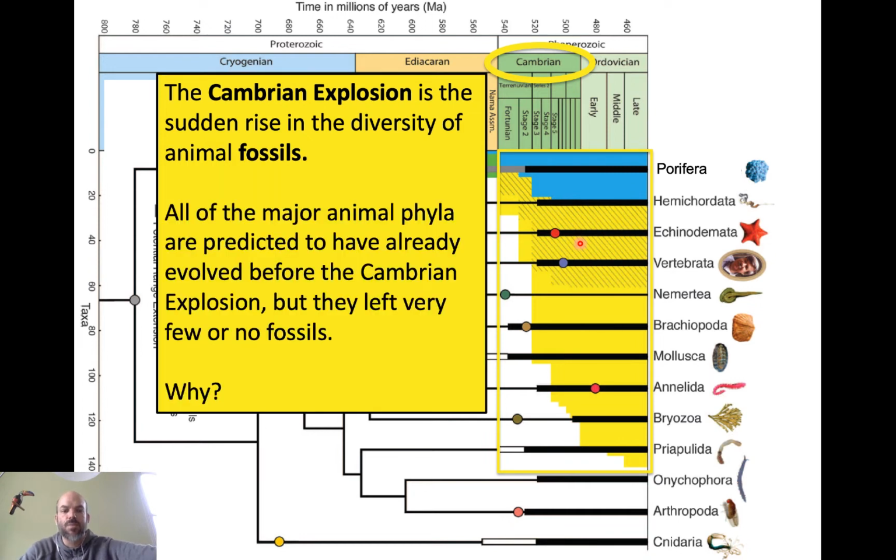So why is this? We think that all of these major animal phyla, you see all these branches of the animals that we see today go all the way back here, but they weren't leaving very many fossils, and the fossils that they did leave were all kind of boring. They all kind of looked the same. There wasn't very much diversity in those animal fossils before the Cambrian.